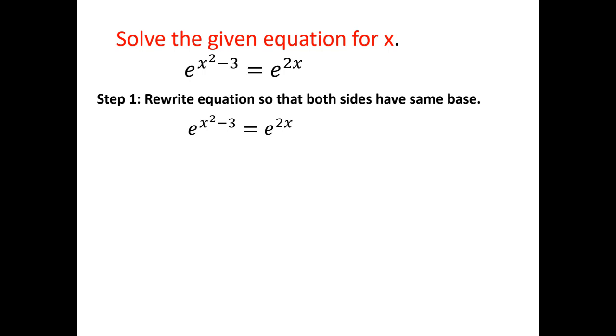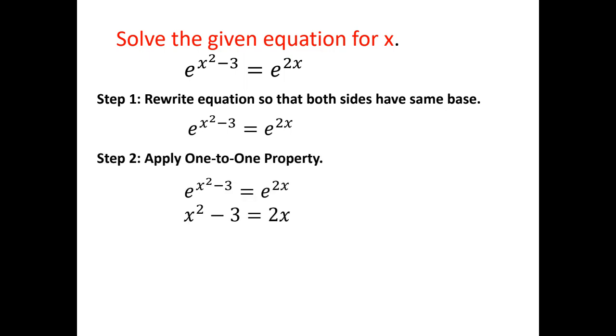And for this particular one, if you notice, we can use our one-to-one property. Why? Because we have an exponential function that has the same base on both the left and the right. The base of my left side is E. The base of my right side is E. So my one-to-one property says that for these two exponential functions to be equal to each other, the exponents have to be equal to each other. So that's what I'm going to do. The exponent of the left side is just x squared minus 3, so I'm going to put that there. The exponent of the right is 2x, and I'm going to have this here.